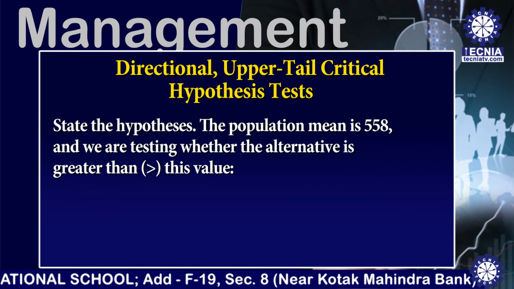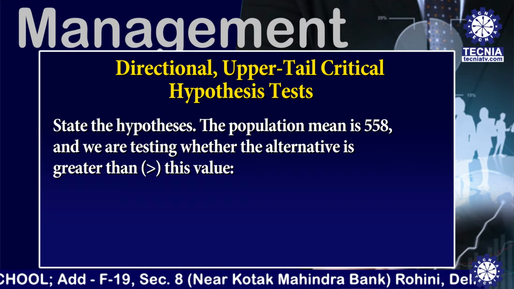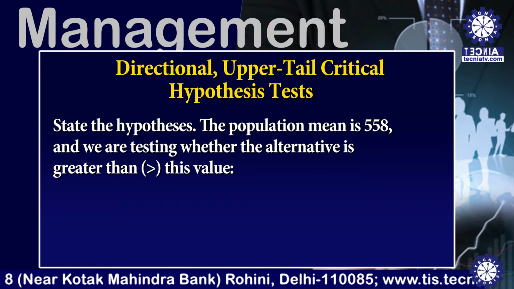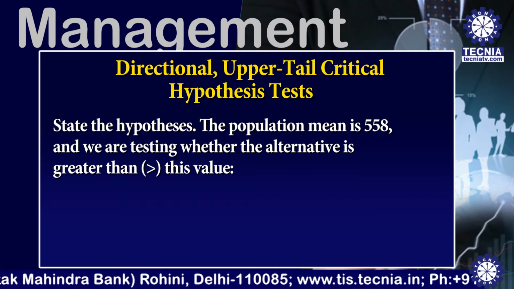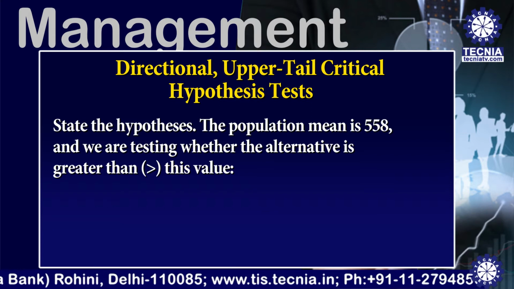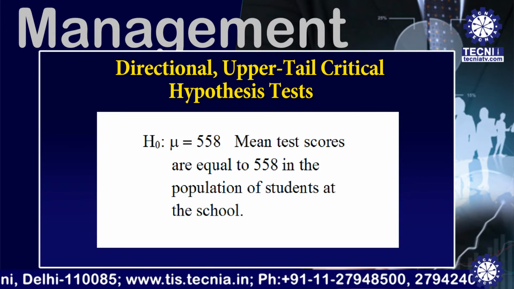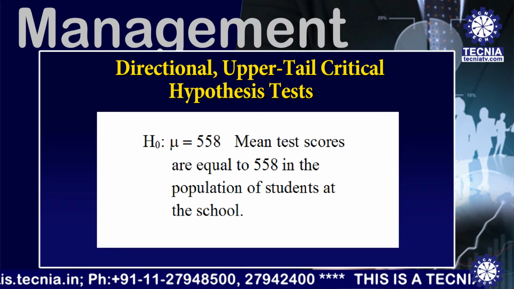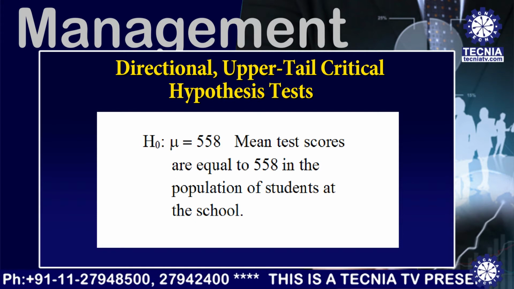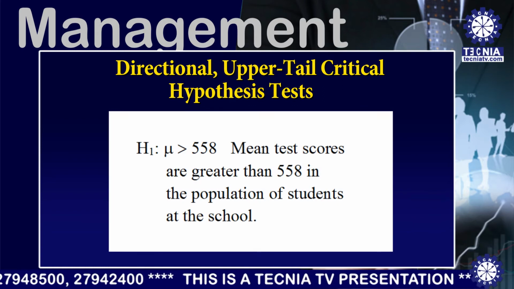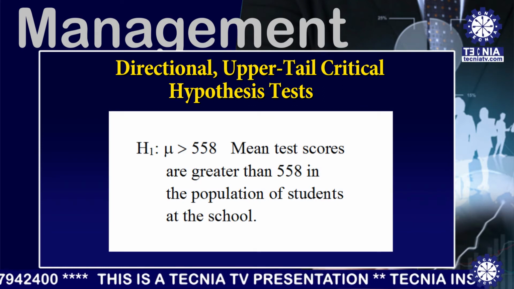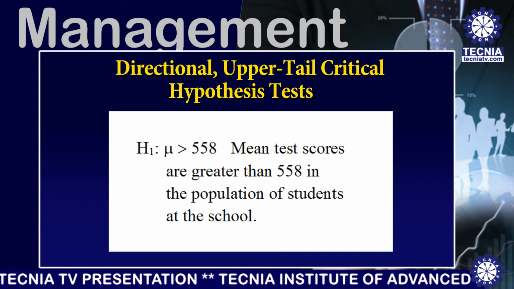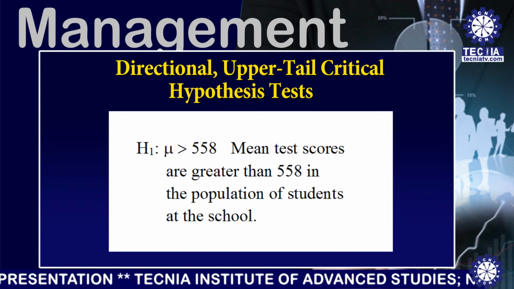Now I am explaining step 1 of the hypothesis testing. Step 1 is concerned with stating the hypothesis. The population mean is 558 and we are testing whether the alternative is greater than this value. H0, the null hypothesis: mu equals 558. That is, mean test scores are equal to 558 in the population of students at the school. Alternative hypothesis H1: mu is greater than 558. That is, mean test scores are greater than 558 in the population of students in the school.